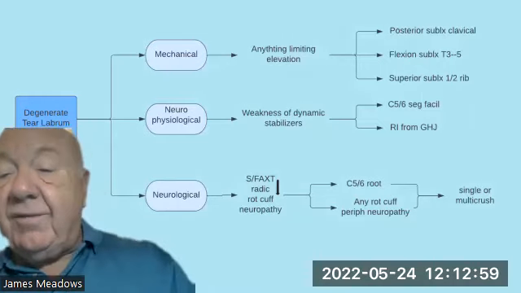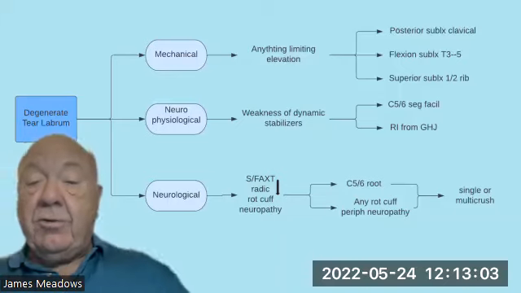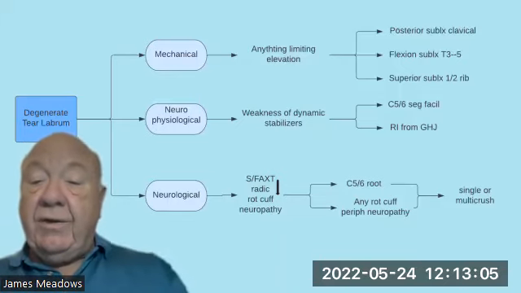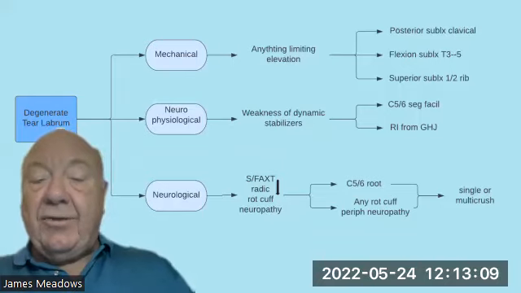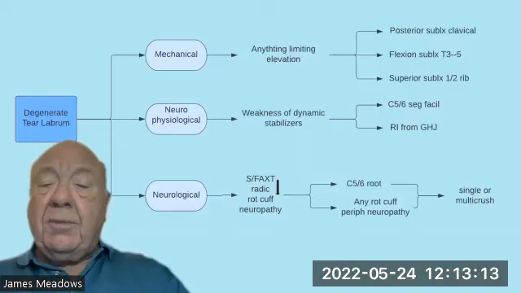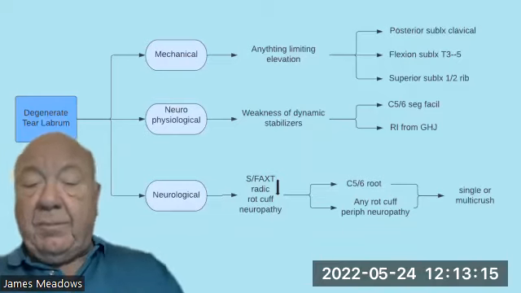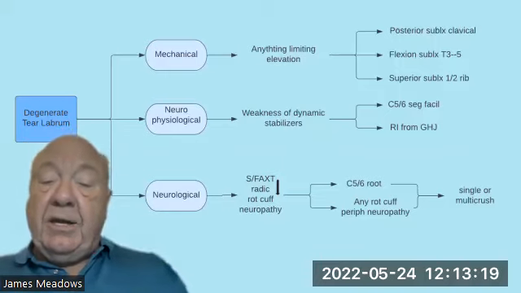Neurophysiological, we talked about just now, weakness of the dynamic stabilizers. So this could be C5-6 segmental facilitation with the rotator cuff or biceps long head, or it could be reflex inhibition from the glenohumeral joint itself from another injury. Could be neurological. Not so much a radiculopathy, although that's possible. You can have a painless radiculopathy. Stenosis is a case in point, but generally speaking, it's something else added onto that.